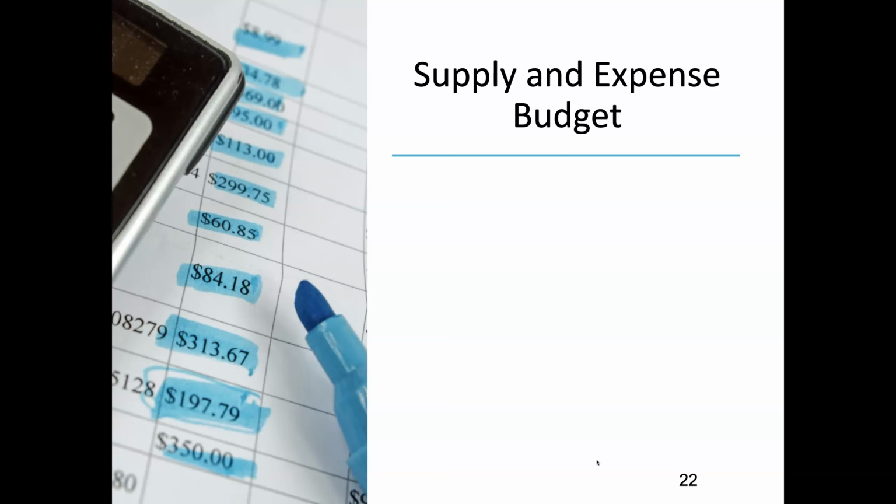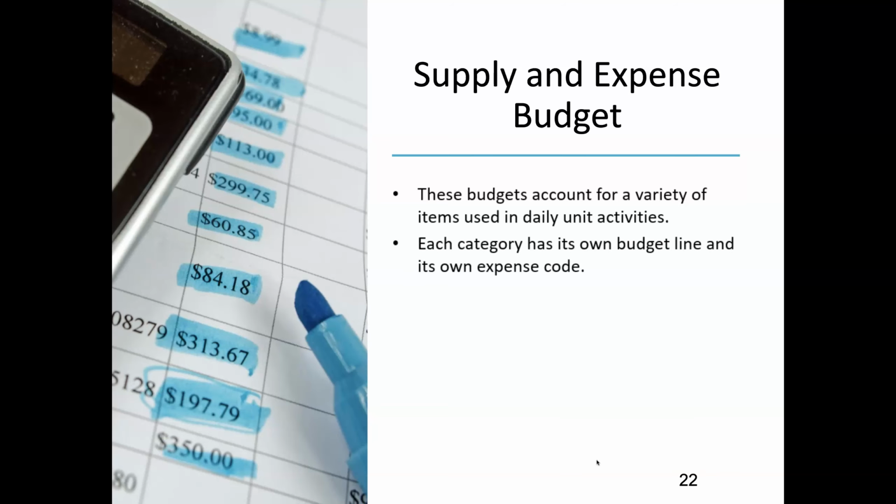So next is the supply and expense budget. The supply and expense budget includes a variety of items used in daily unit activities, such as medical and office supplies, minor equipment, books and journals. It also includes orientation, training, and travel. Each expense category generally has its own budget line and expense code.